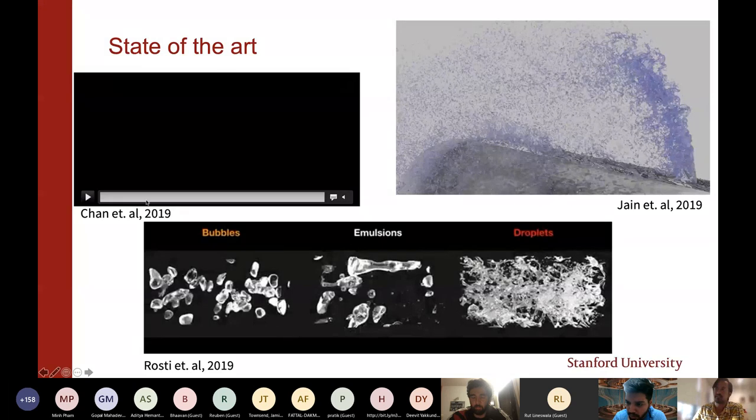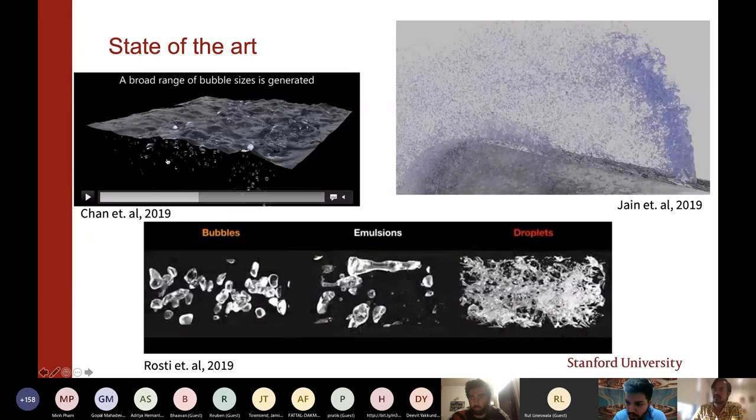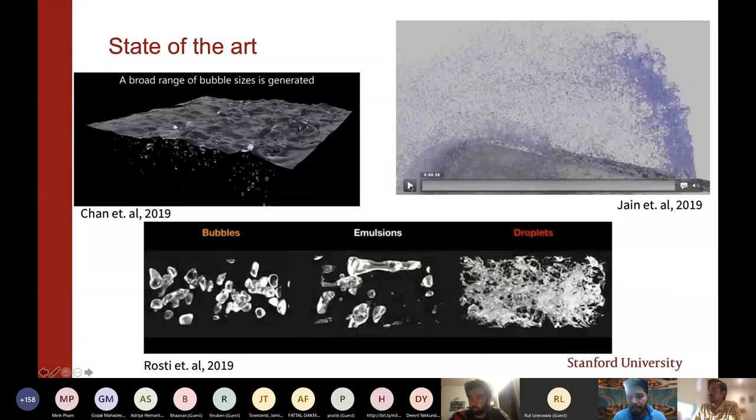As you can see in the simulation, some bubbles rise to the top, but some of them dissolve before rising. When that happens, that's when carbon dioxide goes into the water, into the ocean from the atmosphere.